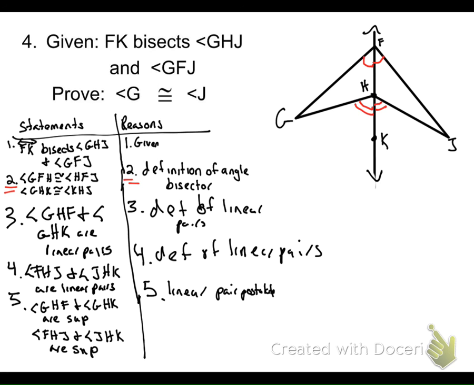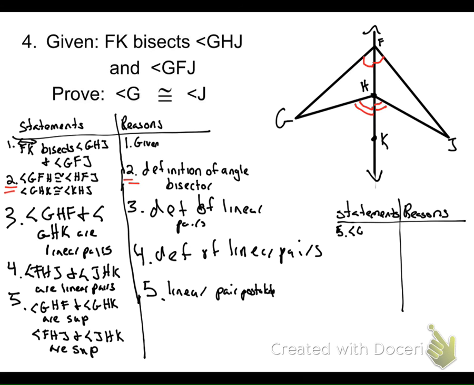Okay, so our last steps here is that we get to use the fact that we know that these are supplementary for these two sets of angles, that all supplementary angles are congruent. Supplements of congruent angles are congruent. That's how I should have said that, so I apologize. So here we have statements. We have reasons. We're on number 5.